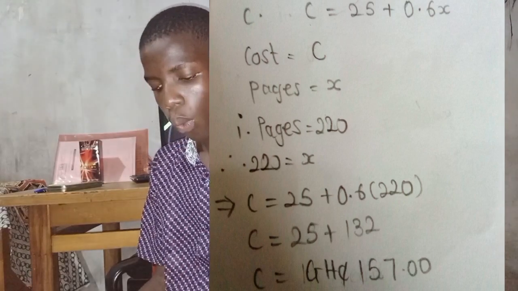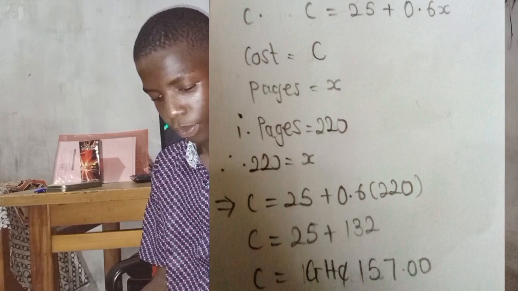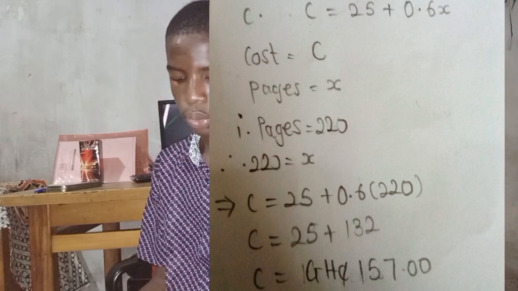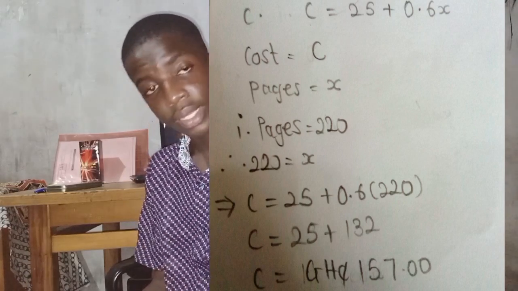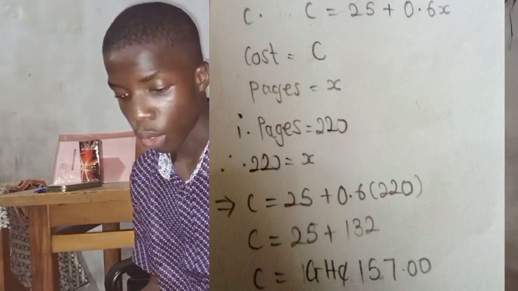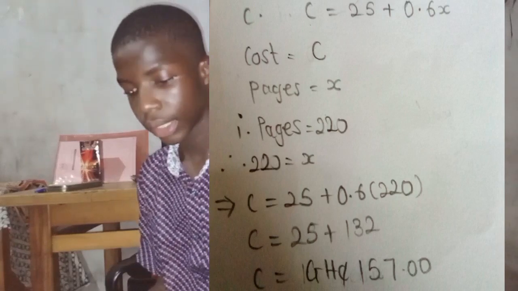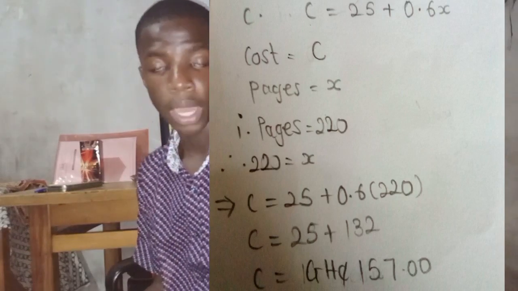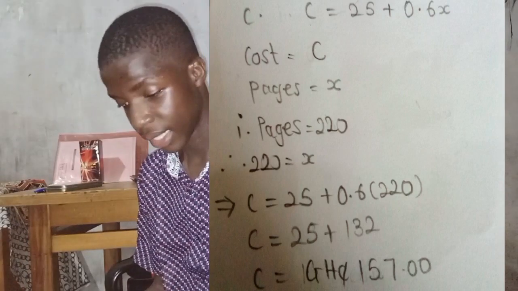plus 132. C is equal to 157 Ghana cedis. So the cost of producing 200 pages is equal to 157 Ghana cedis.